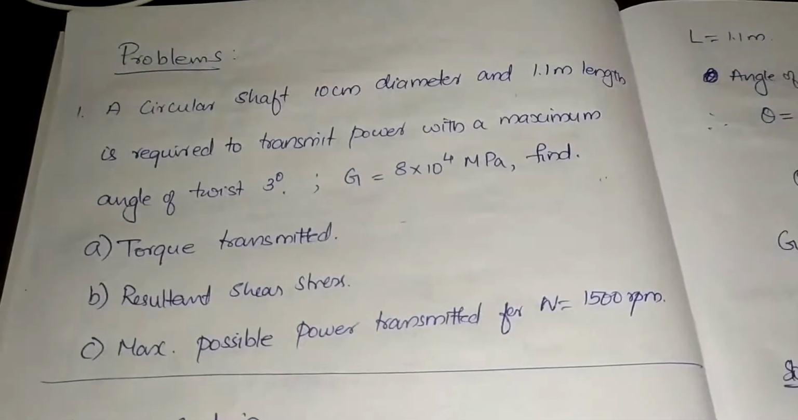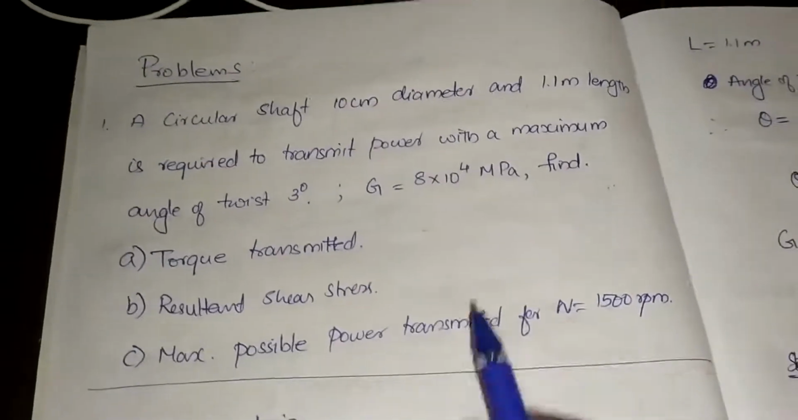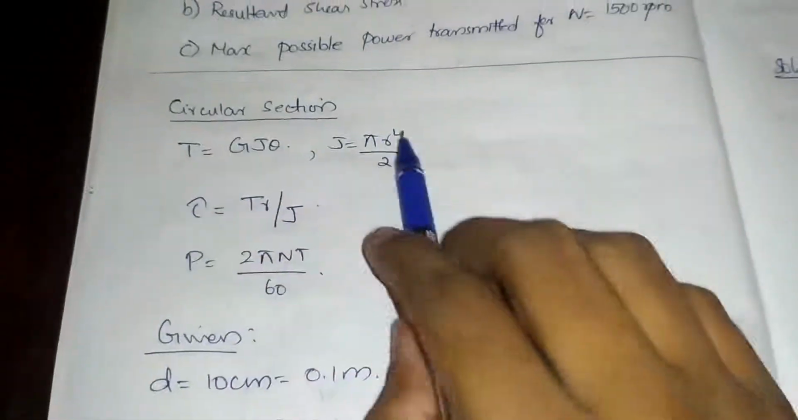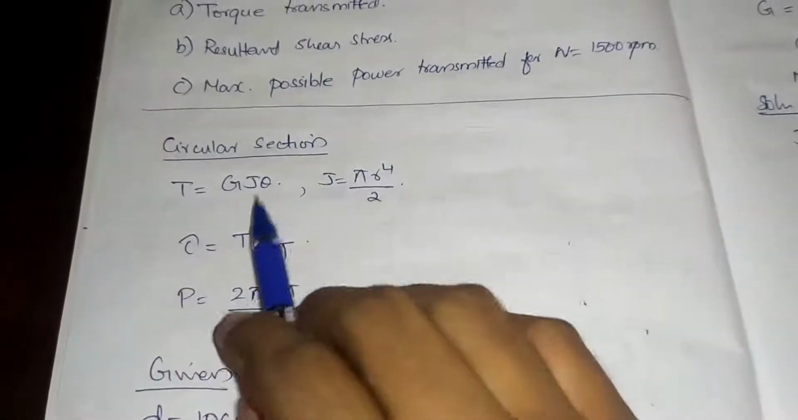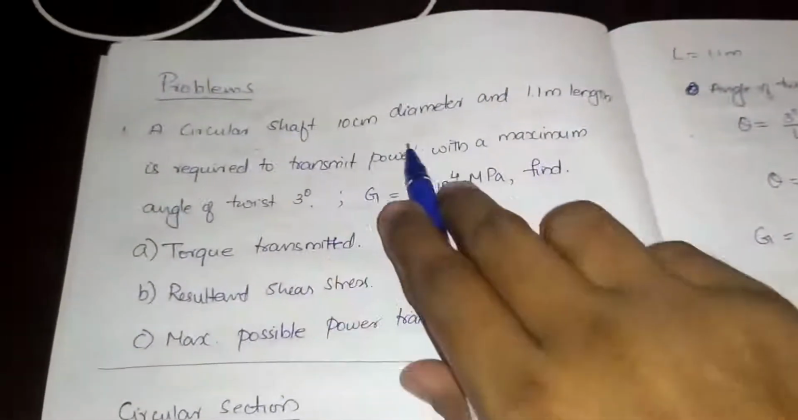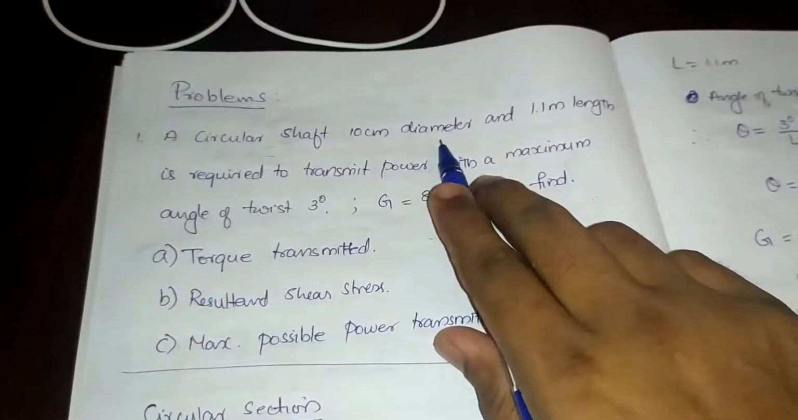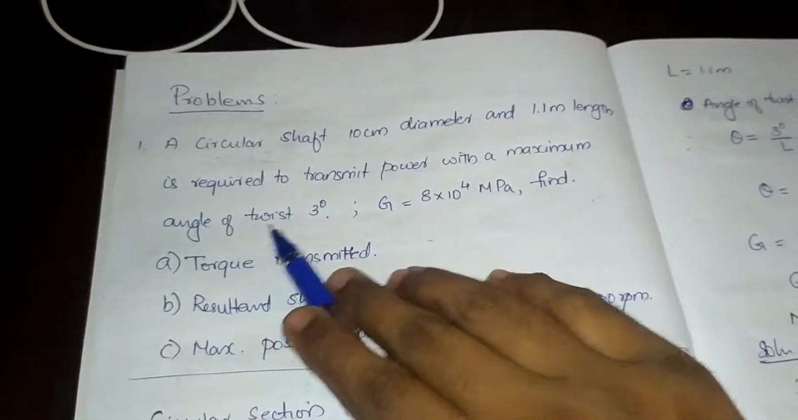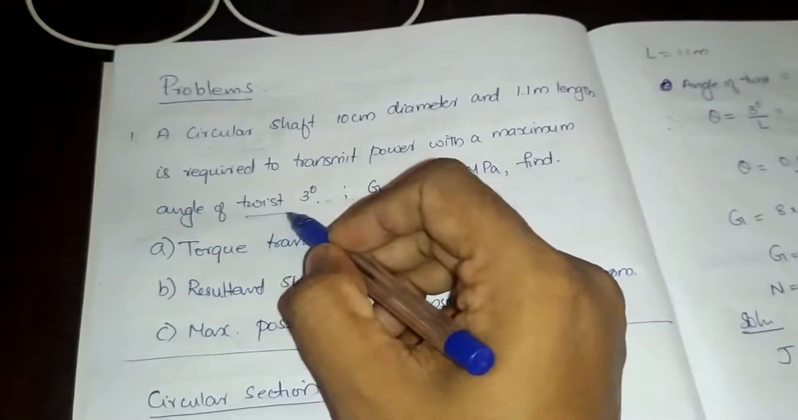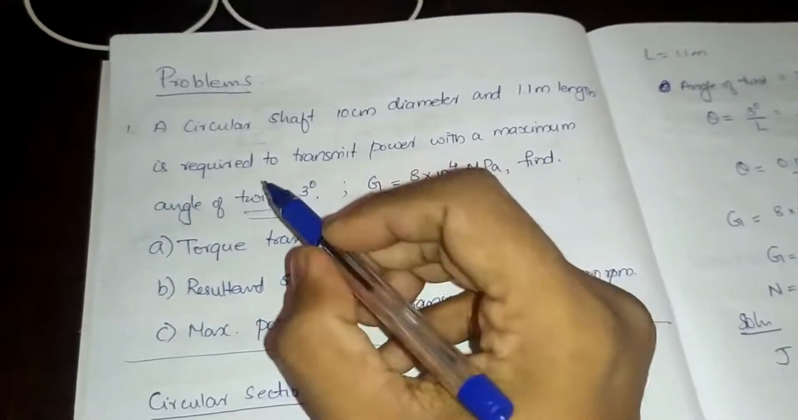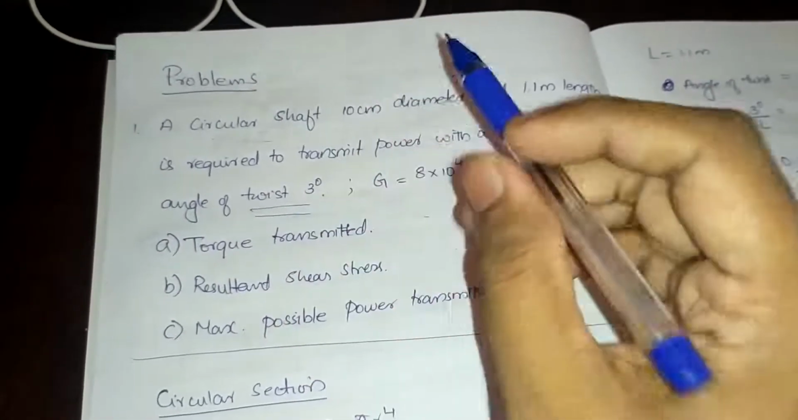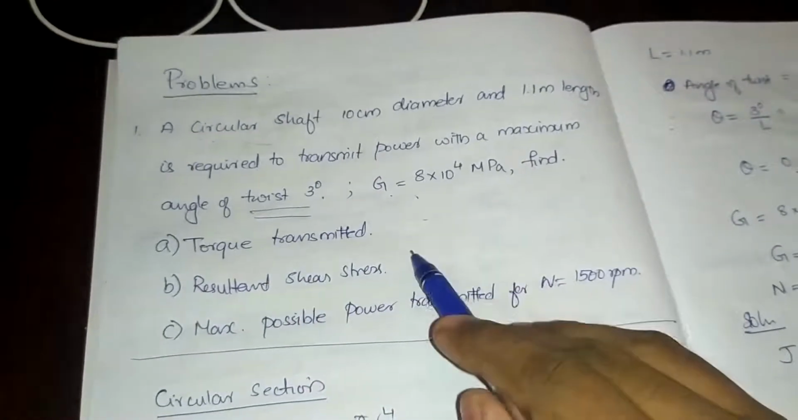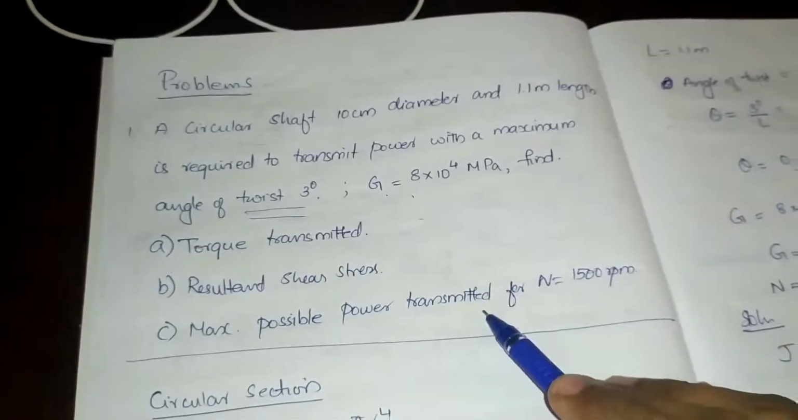A circular shaft, 10 centimeter diameter. So initially it's a circular shaft, and the equations for circular sections that we need, I have written. The diameter is given, so we can find out the radius. Length is given. It's required to transmit power with a maximum angle of twist. They have given only the angle of twist, not the angle of twist per unit length. It's 3 degrees, and G is given. You need to find the torque T, resultant shear stress tau, and maximum possible power.